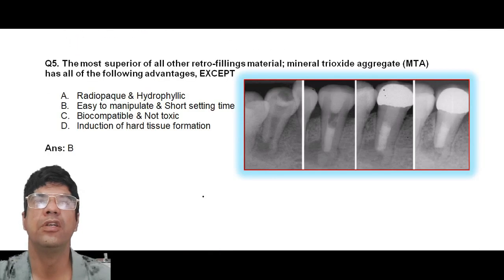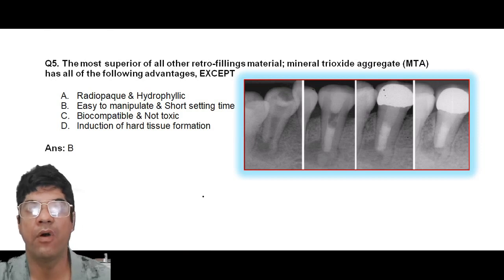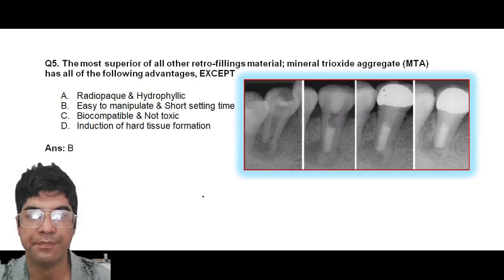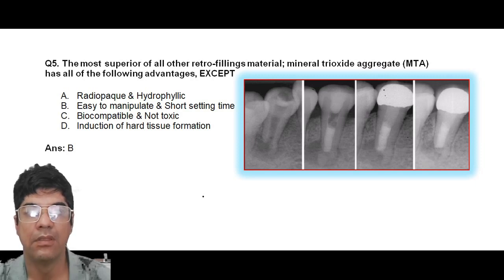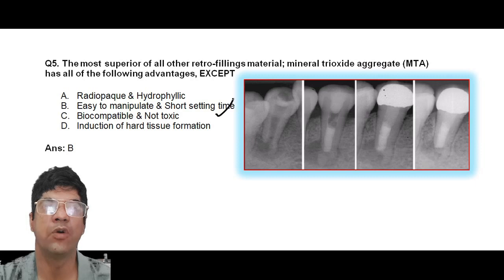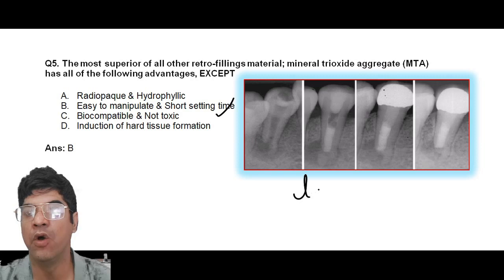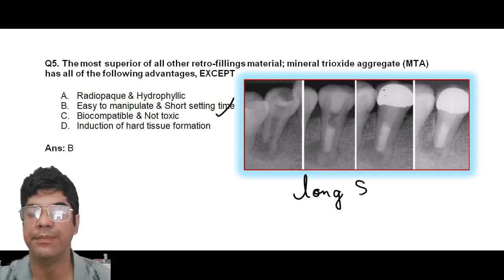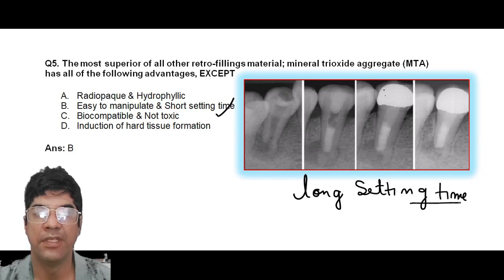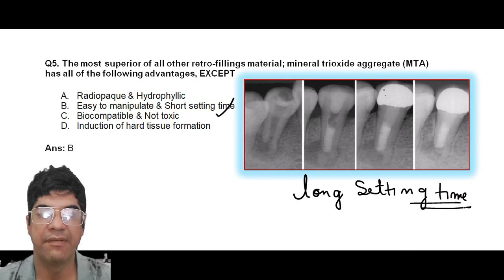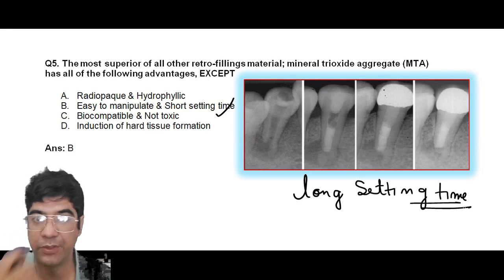The most superior of all retro filling materials, MTA, has all of the following advantages except... The answer is easy to manipulate and short setting time. We know MTA is difficult to manipulate and it has a long setting time. So despite these disadvantages, it is the material of choice today.